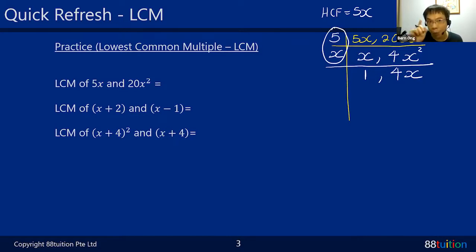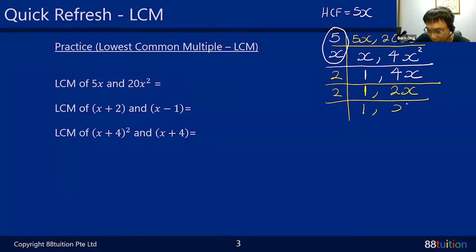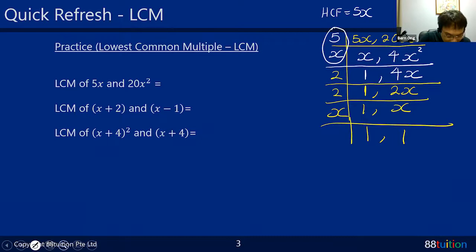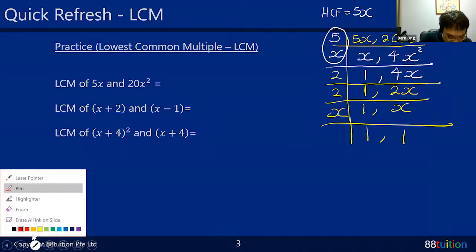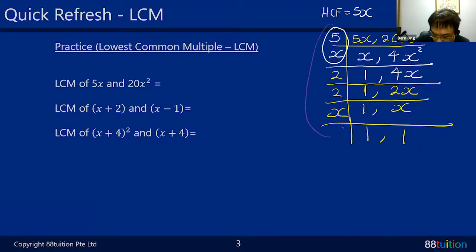This is just extra. But how to find the LCM? Remember my objective is 1, 1. So down here, I need to get rid of the 4. So I purposely divide by 2 because 2 is a prime number. 1 cannot divide by 2, so leave it. So 4 divided by 2 is 2. You divide by another 2 to give you an x down here. And lastly, you divide by another x to give you your objective, which is 1, 1. That is what you want. So the whole thing here is your LCM.